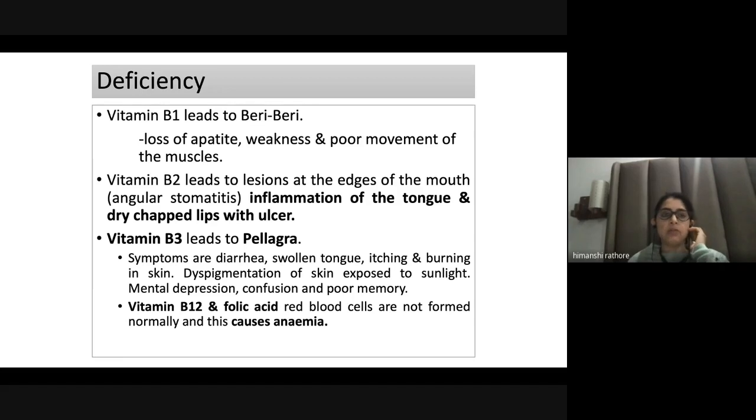Then, as I discussed with you, vitamin B12 and folic acid are required for the formation of red blood cells. So if the red blood cells are not formed in adequate amounts, then they will lead to a condition known as anemia, which is a dangerous disease and which is very common in ladies especially. So these are the deficiencies of vitamin B and its group.